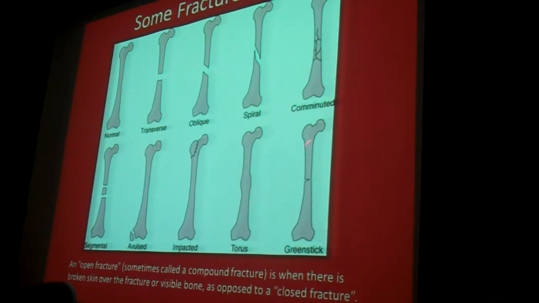Green sticks are usually only seen in kids. Very often you'll see a little line that doesn't go all the way through the bone, whether it's horizontal like this or oblique. It doesn't really matter. But it's literally what it sounds like.